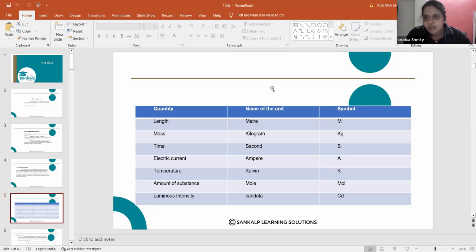In the next column you see the symbols. Length is in meter, and its symbol is m. That should be a small m, sorry. Mass is in kilogram, symbolically kg. Time, second, symbolically s. Ampere is capital A, Kelvin is capital K, amount of substance is mole, written mol, and luminous intensity is candela. So these are the fundamental quantities, the fundamental units, and their symbols.